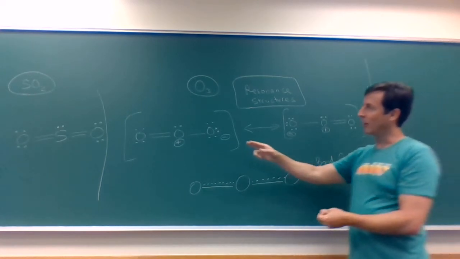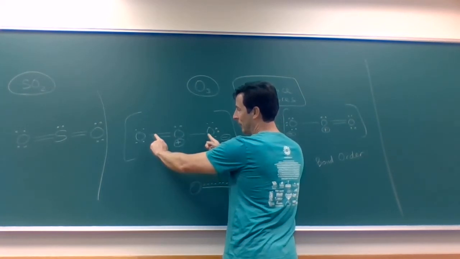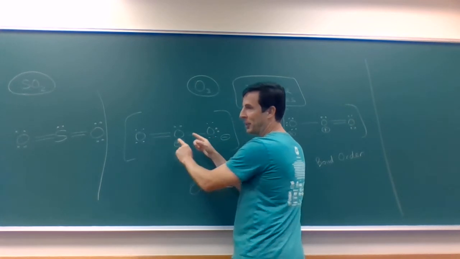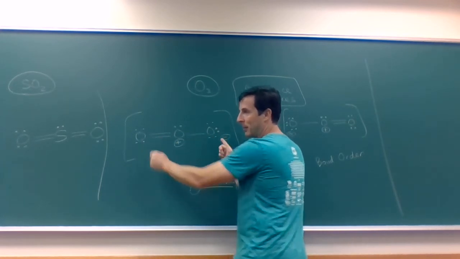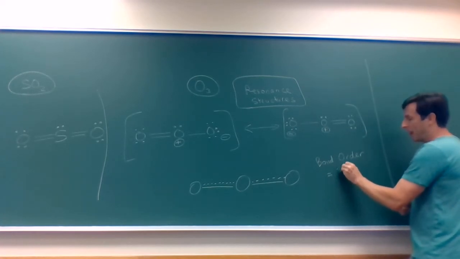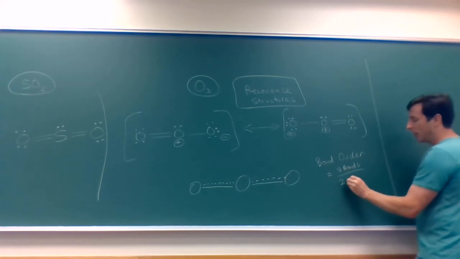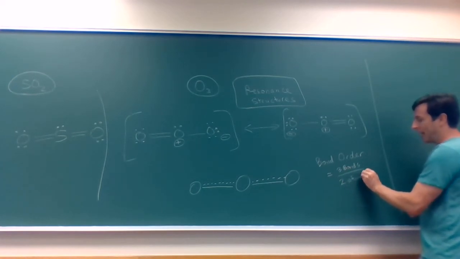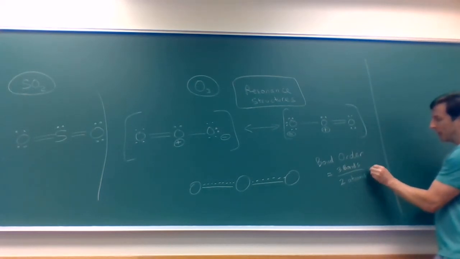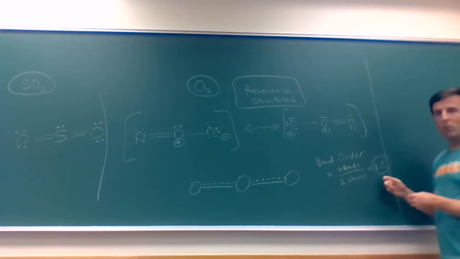Basically, I look at this and say, okay, in this molecule, the center atom has 3 bonds going out, and it's a double bond and a single bond, but if there's 3 bonds being shared between 2 outer atoms, the bond order equals 3 bonds being shared by 2 atoms on the outside. 3 bonds over 2 atoms is going to be 1.5. That's a bond order of 1.5.